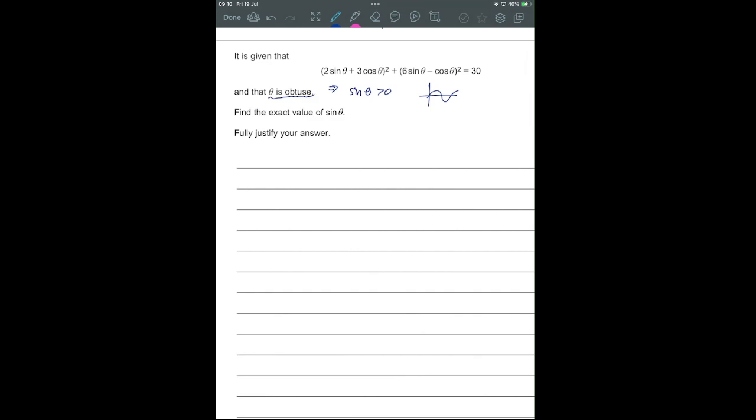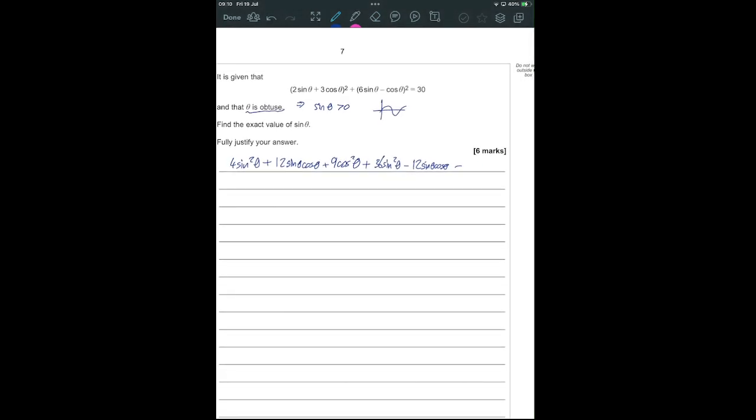If we expand everything out, that seems like the only sensible first choice. Plus 12 sine theta cos theta in the middle, plus 9 cos squared. I'm looking at the other one and I'm already seeing something that's quite pleasant. The middle pair is exactly the same with the opposite sign, so they're cancelling.